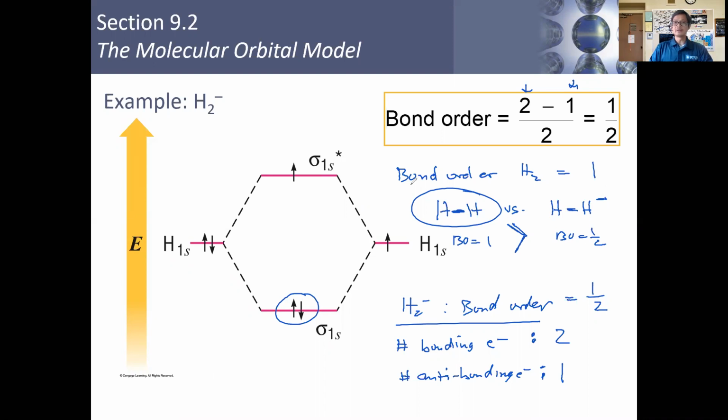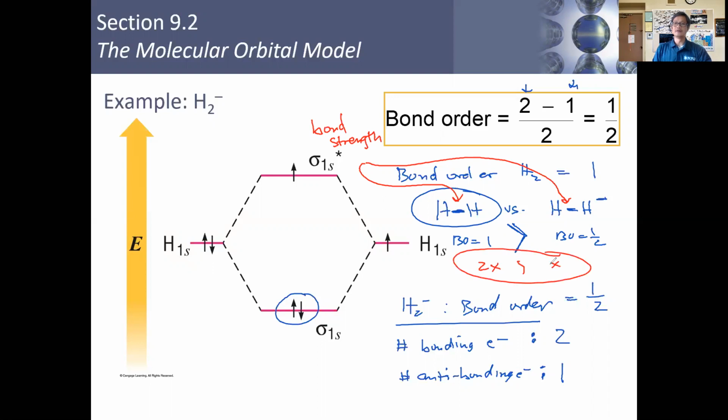We can say then that the strength of this bond here, and let's go ahead and write that down, the strength of this bond here versus the strength of that bond right there. So we are comparing bond strength when we look at the bond order. The bond strength for the hydrogen molecule is about two times larger than the bond strength for the hydrogen ion. That's what we can use bond order for. Bond order, folks, is basically an accounting method that we can use to determine the strength of the bond and thus whether the bond will exist or not.